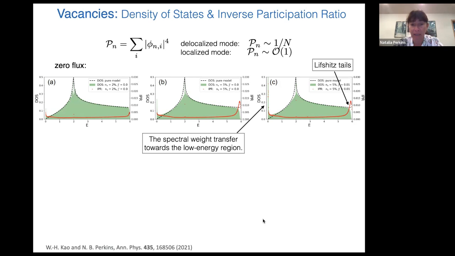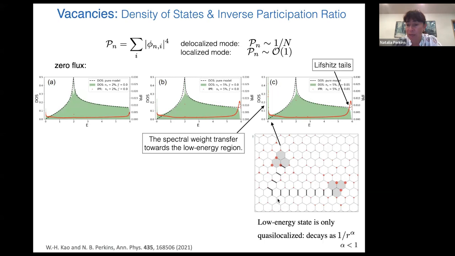Okay, so once again, one more thing: if you think about these low energy states, they're not fully localized, which is also shown by this IPR, but they are quasi-localized and the wave function decays in the bulk like this.